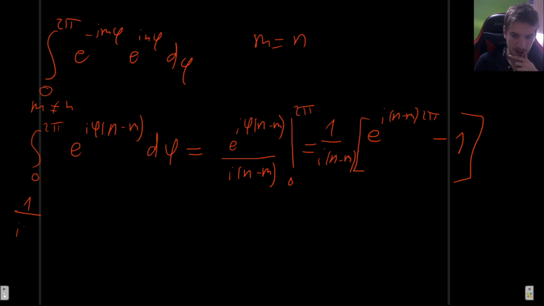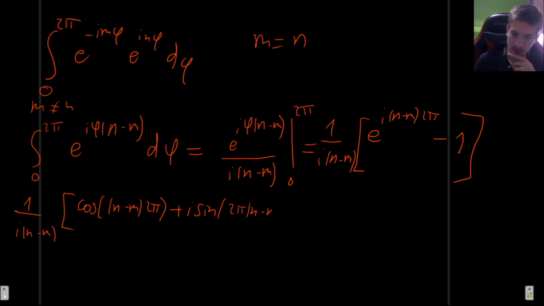1 divided by i(n−m). So we write this exponential as cosine of (n−m)2π, then we get plus i sine of 2π(n−m), and all of this just minus 1. And what do we have here? Well, n and m are both integers.